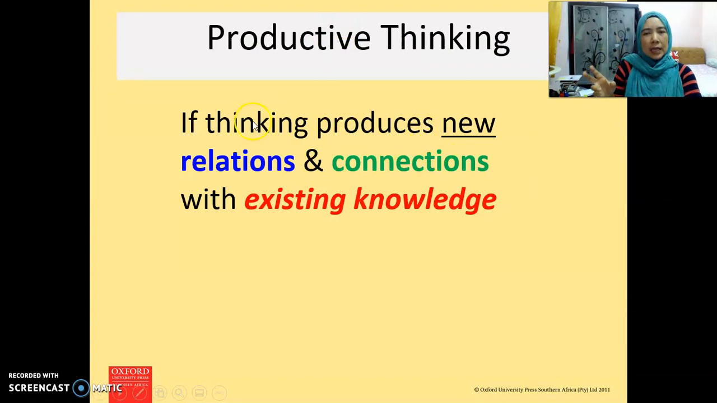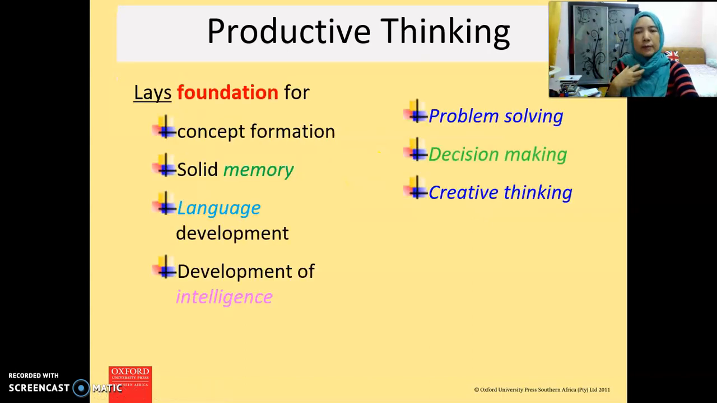So productive thinking: if thinking produces new relations and connections with the existing knowledge, then we can say it's productive. If it is not related or connected with the information or knowledge that we already have, then it is not productive. So basically, productive thinking is related to the information or knowledge that we already have stored in our existing mind. It becomes productive when we are able to link the new information with the information already stored in our mind or our memory.